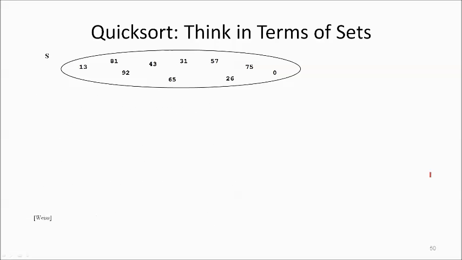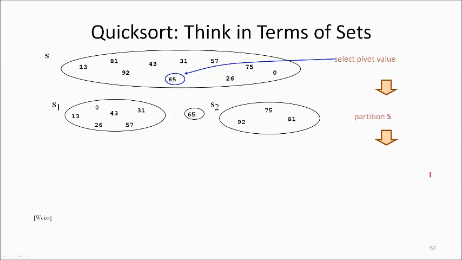Okay, quick sorting in terms of a set. So you have a given data set here. We have given values here. So we're going to select a pivot value. So randomly, we selected 65. So since we selected 65, we're going to what? We're going to divide the given data set.